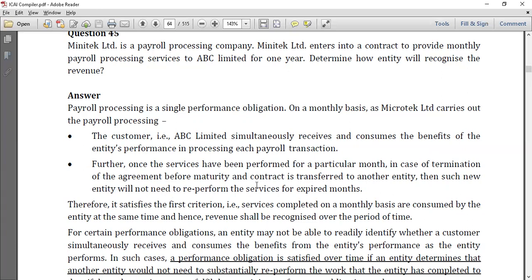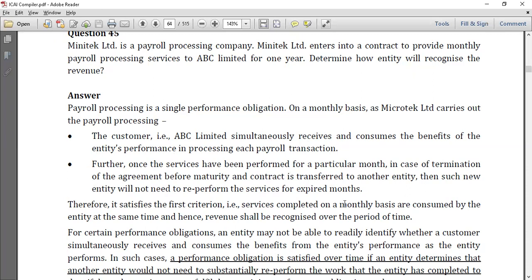When Minitech Limited has terminated its contract, the new entity that is taking up this payroll processing contract for ABC Limited need not reperform the services for the expired months for which Minitech Limited has already performed the payroll service. So that is the two criteria. Therefore, it satisfies the two criteria because Minitech has already done the payroll services.